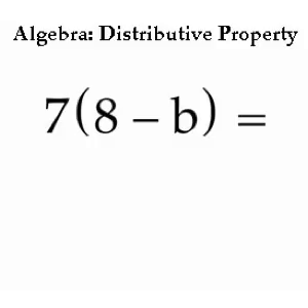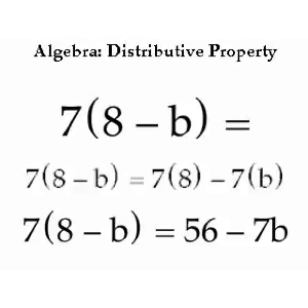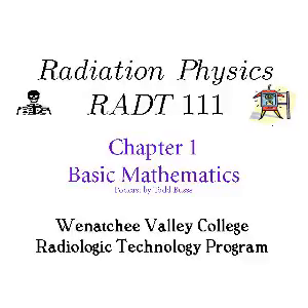The next example we have is 7 times the quantity 8 minus b. So we go 7 times 8. And then we do 7 times a negative b, or we just keep the subtraction in there. So 7 times 8 is 56. Negative 7 times b is negative 7b. So we have 56 minus 7b. And that is the distributive property. You just have to remember to take what's on the outside and multiply it by everything on the inside.